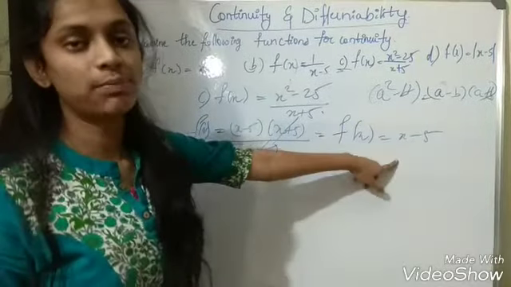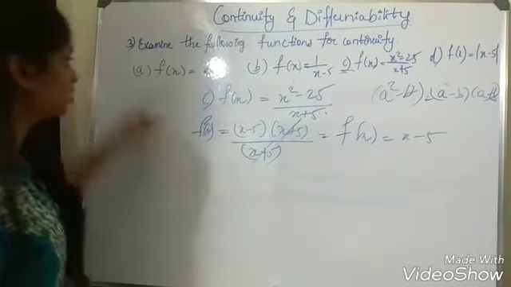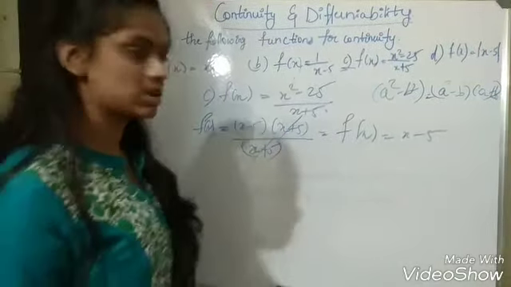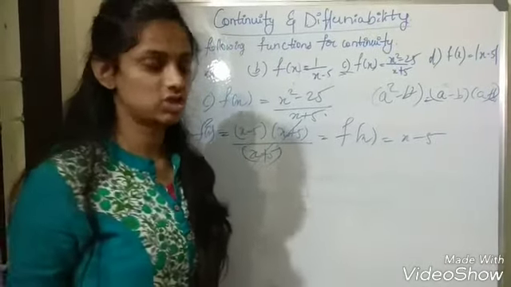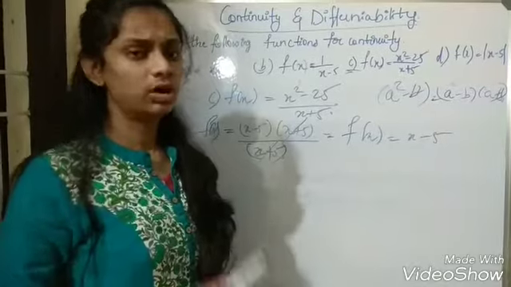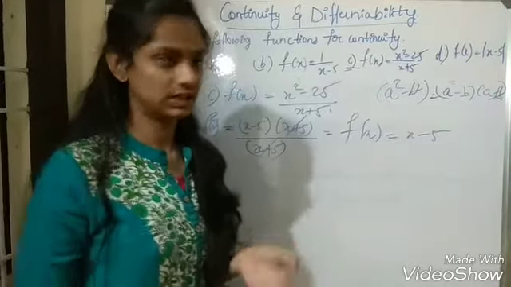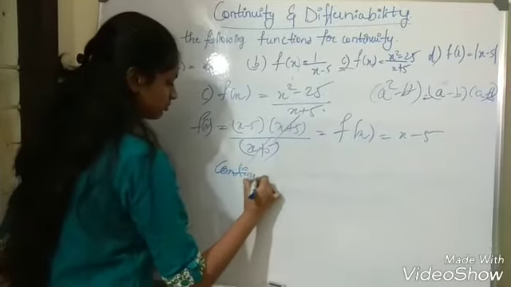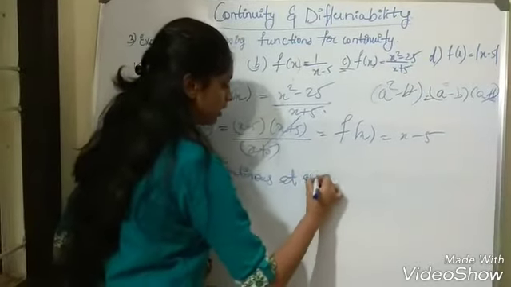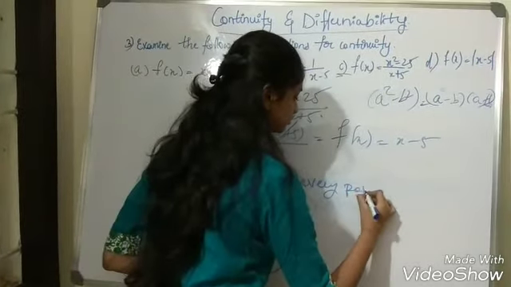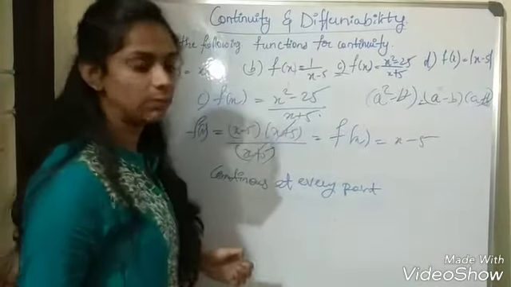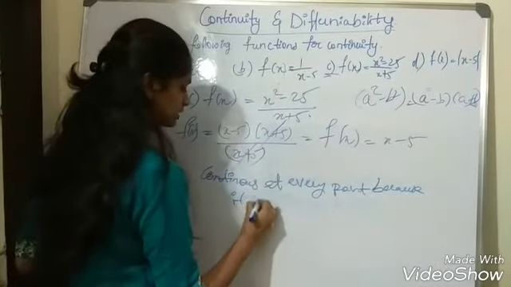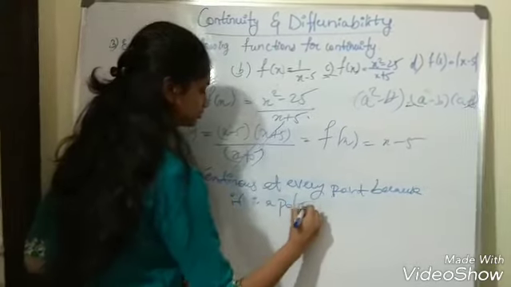Again, x minus 5 is a polynomial function. As I told you in question A, a polynomial function is continuous at every point, because when you draw the graph of a polynomial function, you will get a straight line, which you can draw without lifting your pen. So f of x is continuous at every point, because it is a polynomial function.